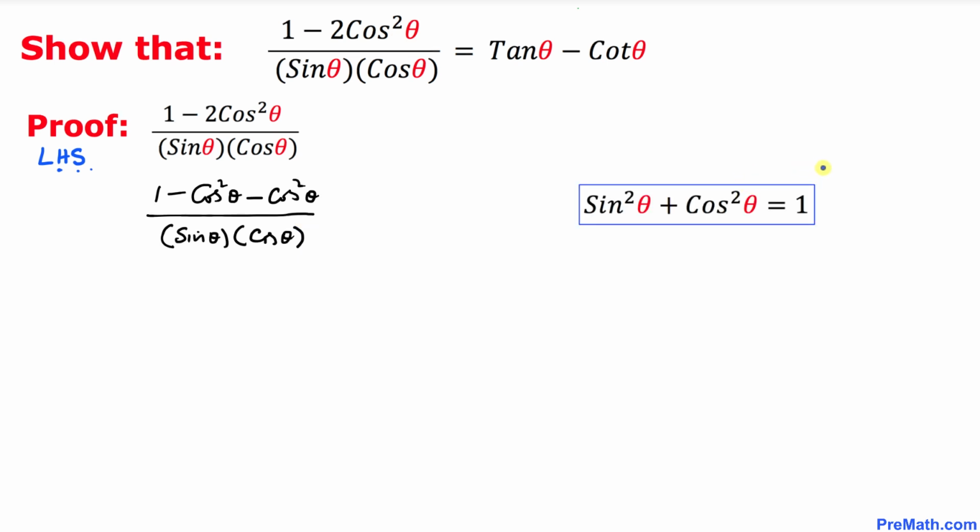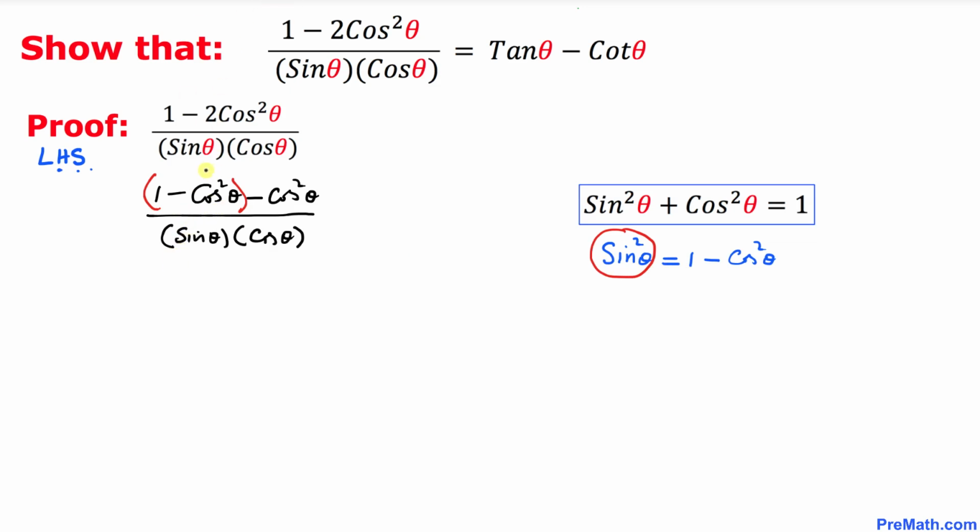And now let's recall this famous trigonometric identity, sine square theta plus cosine square theta equals 1. Let me move this cosine square theta to the right hand side. That means this is going to become sine square theta equals 1 minus cosine square theta. Let's revert our attention to the left hand side, and we can see that this 1 minus cosine square theta, I can replace by sine square theta.